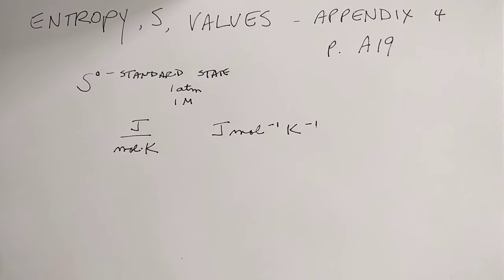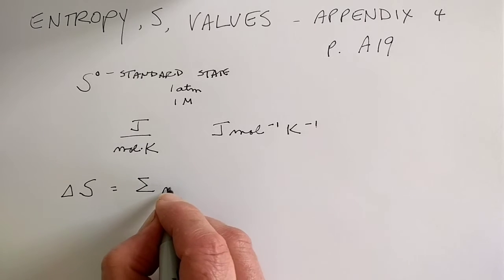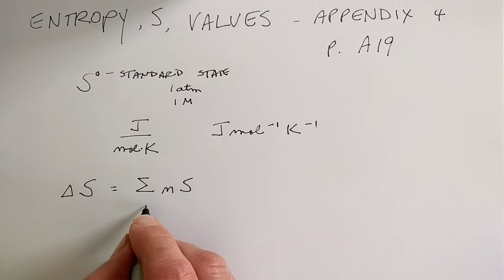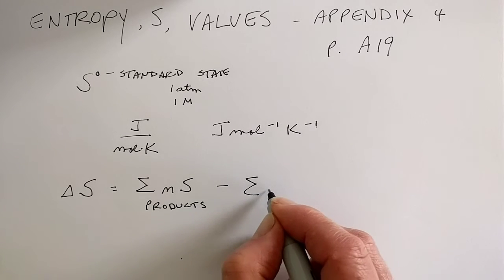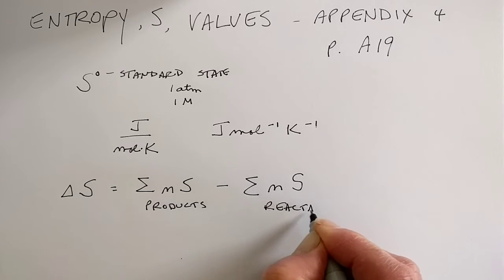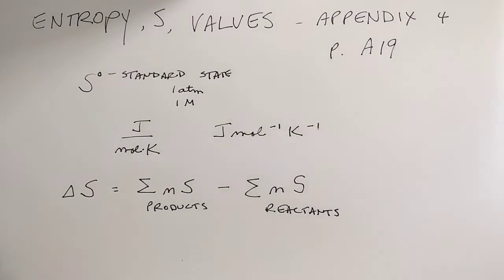Okay, so we have our same type of equation for figuring out the delta S. So the delta S for a process, and that can be a chemical process or a physical process, is equal to the summation of the number of moles times the entropies of our products, minus the summation of the number of moles times the entropy of the reactants. Okay, so let's do an example of that.